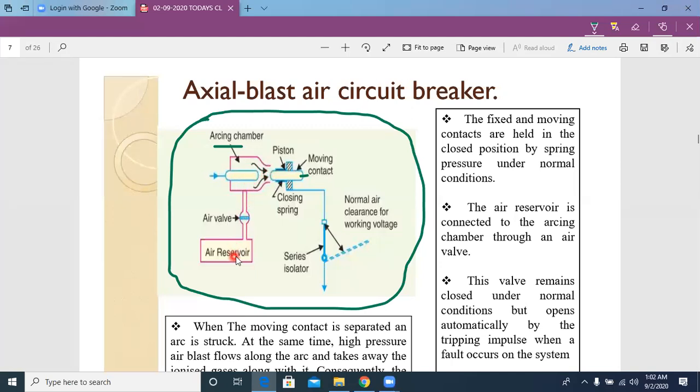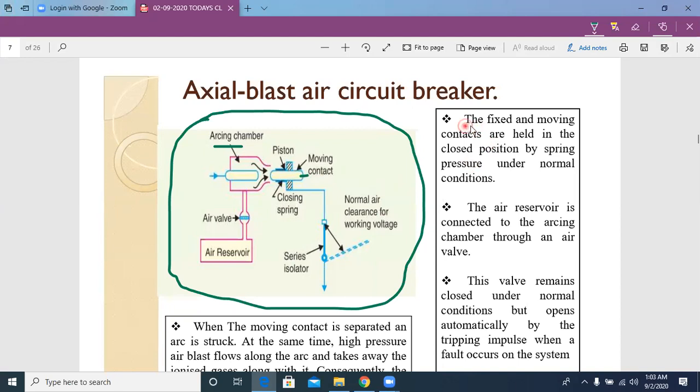And here is the reservoir. In this air reservoir, as I already told you, we store the pressurized air, and the pressure value is almost 20 to 30 kg per centimeter square. So keep it in mind, it is very important. Here are the points explained about this diagram.